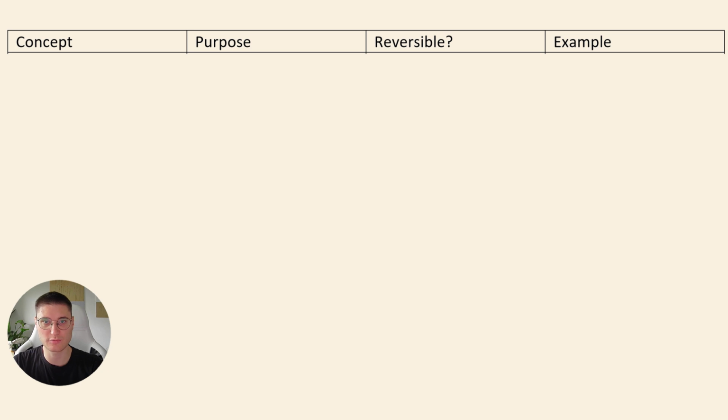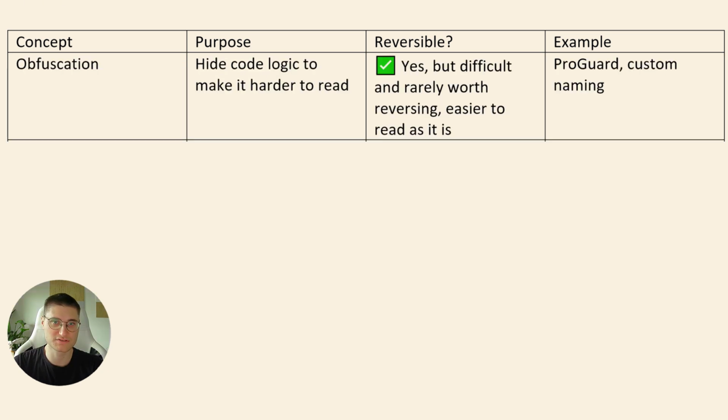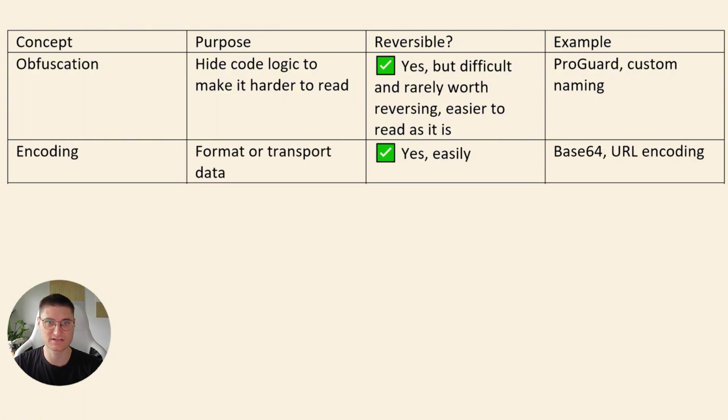So to quickly recap everything we have talked about. Obfuscation is about hiding your code logic to make it harder to read and understand. It's technically reversible, but not really worth the effort. Typical examples are ProGuard, R8, or custom naming. Encoding is only changing the data format so it can be transmitted or stored safely. Typical examples are base64, UTF-8, or URL encoding. It's always reversible and is not meant for security at all.